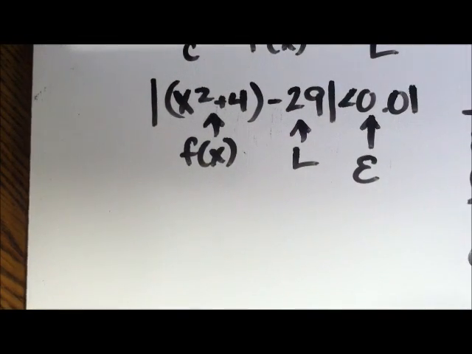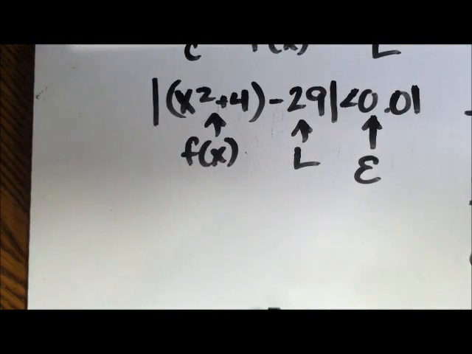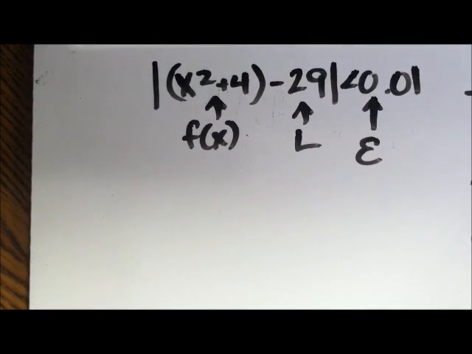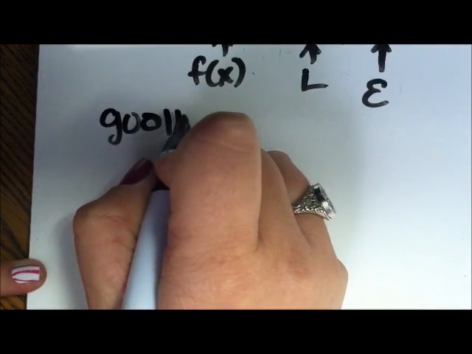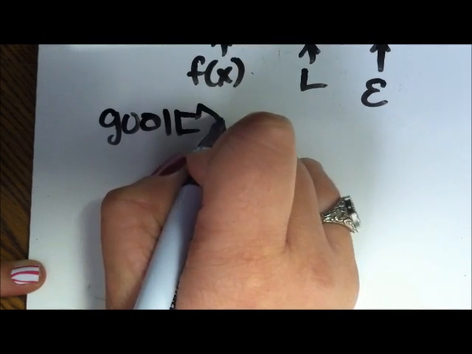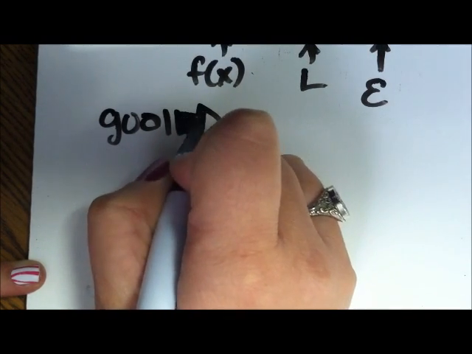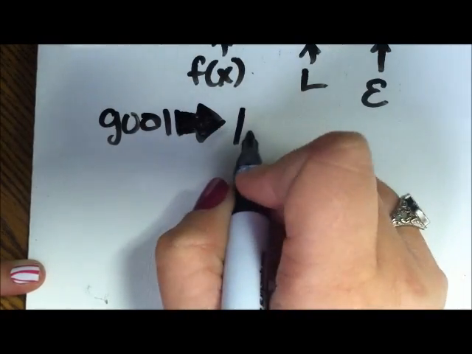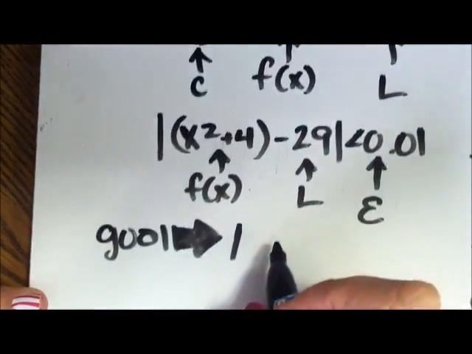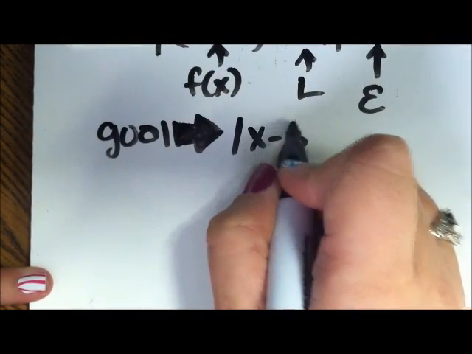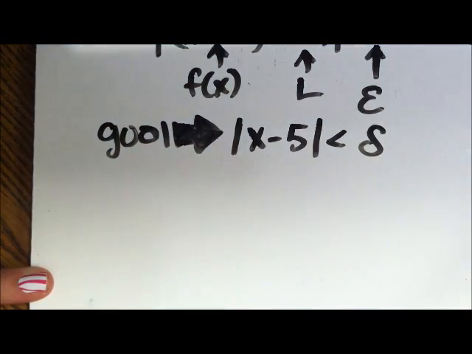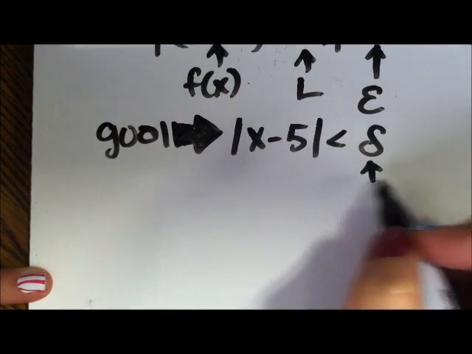Now moving forward, something I would suggest you do is write down your goal at the start of every problem. So my goal is to get the absolute value of x minus c less than delta. Well, my c coming back here was 5. So I want the absolute value of x minus 5 to be less than some number delta. And this is what I want to find.